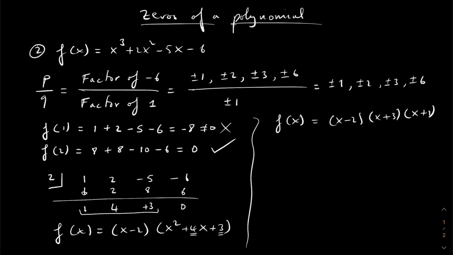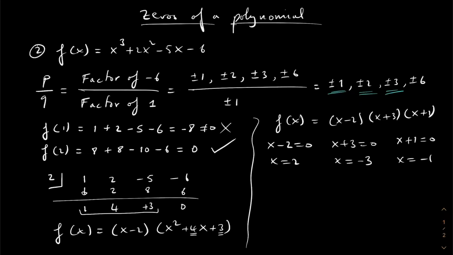So I can set each of those different factors equal to 0 in order to solve for my zeros. I'm going to have x minus 2 equals 0. That's going to give me x equals 2. Then x plus 3 equals 0 will give me x equals negative 3. And finally, x plus 1 equals 0 will give me x equals negative 1. And as you can see here, x equals 2, x equals negative 3, and x equals negative 1 are actually part of our list of guesses that we had up here.